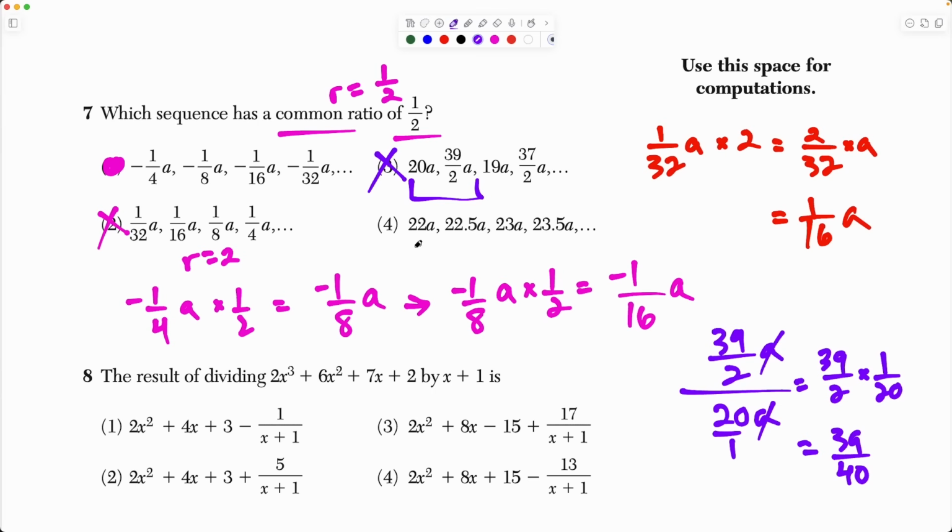Okay, and then same thing with this one. If we did 22.5a divided by 22a, I divide this term by the one before it. Notice a over a cancels, and 22.5 divided by 22 is definitely not 1/2. So this one's out, definitely choice 1.